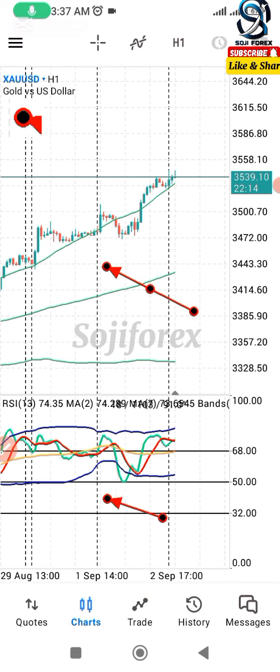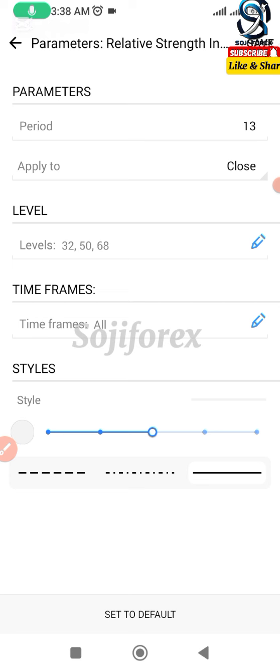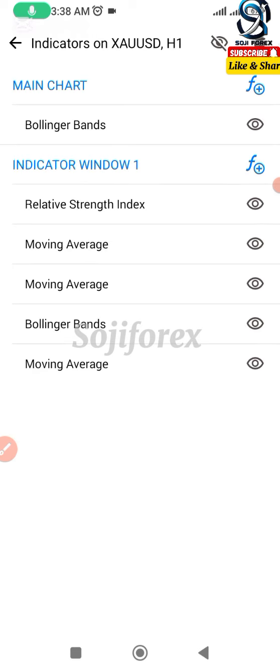Then on my indicator window, we have a Bollinger Band as well. This blue indicator you are seeing, this is the upper band and this is the lower band. This is the Bollinger Band of the TDI indicator. And here is the setting. The first is the relative strength index. The period is 13. You apply it to close. Here are the levels, 32.50 and 68.